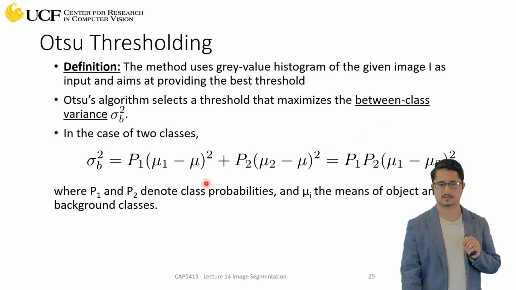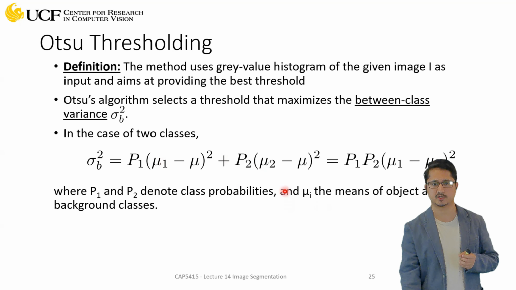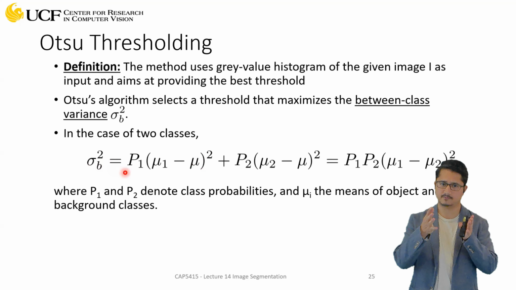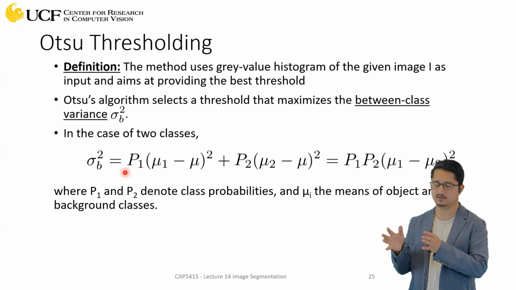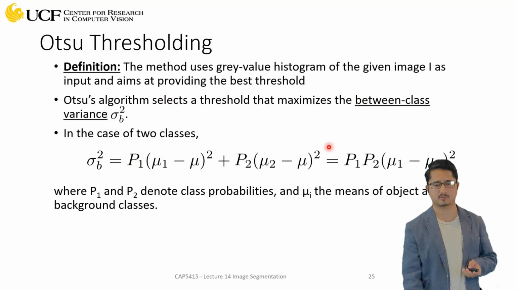Let's say we have two different classes: one is foreground and two is background. mu1 is the mean of all the foreground pixels, mu2 is the mean of all the background pixels, and mu is the mean of all the pixels. P1 is the probability distribution of the foreground pixels, P2 is the probability distribution of the background pixels. Once you have those statistics, you can compute between class variance by this simple formula: you subtract the means, take the square, multiply with the probability, and add these two. So this gives you between class variance.